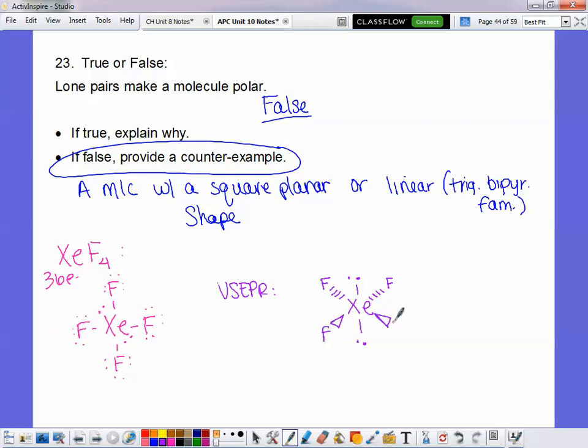This is how we signify 3 dimensions. The dashed lines here and here are showing something that's going down into the board, into the plane of the paper. And these wedges are showing something that's coming out towards you. So that's how we signify something that's 3-dimensional like that. Okay? And this is a nonpolar molecule because those lone pairs are canceling out.